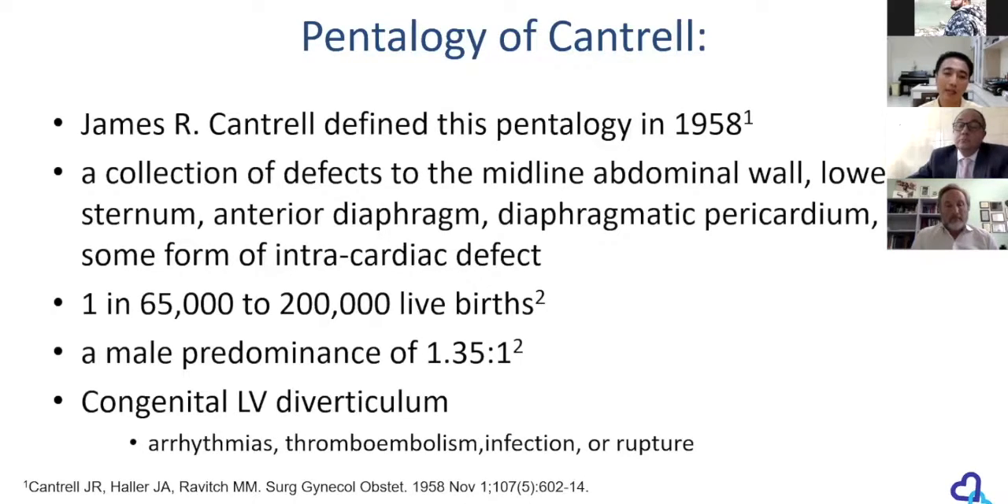This was published last year in Annals of Surgery. The incidence is 1 in 65,000 to 200,000 live births with a male predominance of 3.5 to 1. Those associated with congenital LV diverticulum are usually associated with arrhythmias, thromboembolism, infection, and rupture. So we need to tackle this LV diverticulum much earlier.